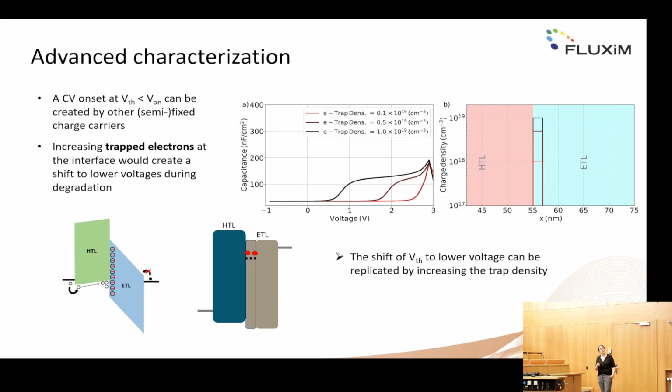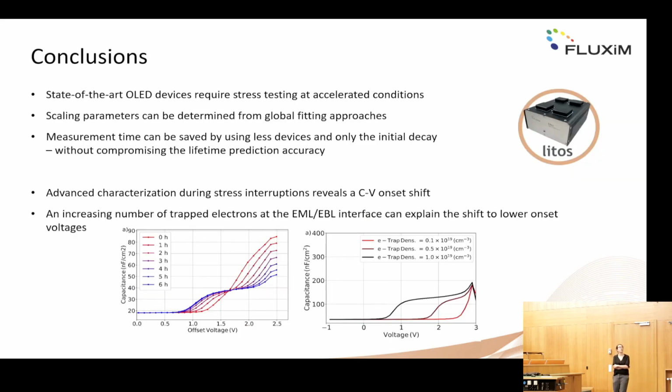So our hypothesis is that these trapped charges are created during degradation, and therefore you have this shift to the left, but then maybe there is also a polarity decrease, which then shifts the CV onset back to the right. But this is to be continued and to be quantified in more detail.